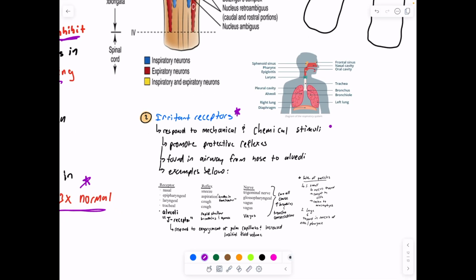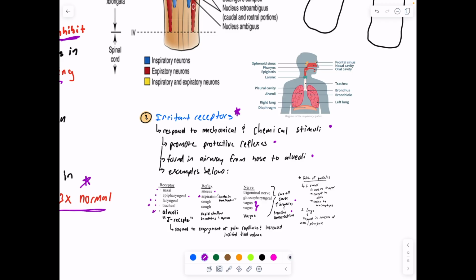Basically, these respond to chemical and mechanical stimuli. These promote protective reflexes. They're found in the airway from the nose to the alveoli. You think of it as, if you have something in your nose, you're going to sneeze. All of these receptors are going to cause an increase in breathing and bronchoconstriction. So in the nose, you have the nasal receptors. You have the epipharyngeal receptors, for if you accidentally breathe in food or water into the conducting part of the respiratory system, then you're familiar with coughing quickly. Laryngeal receptors for coughing, tracheal receptors for coughing via the vagus nerve.